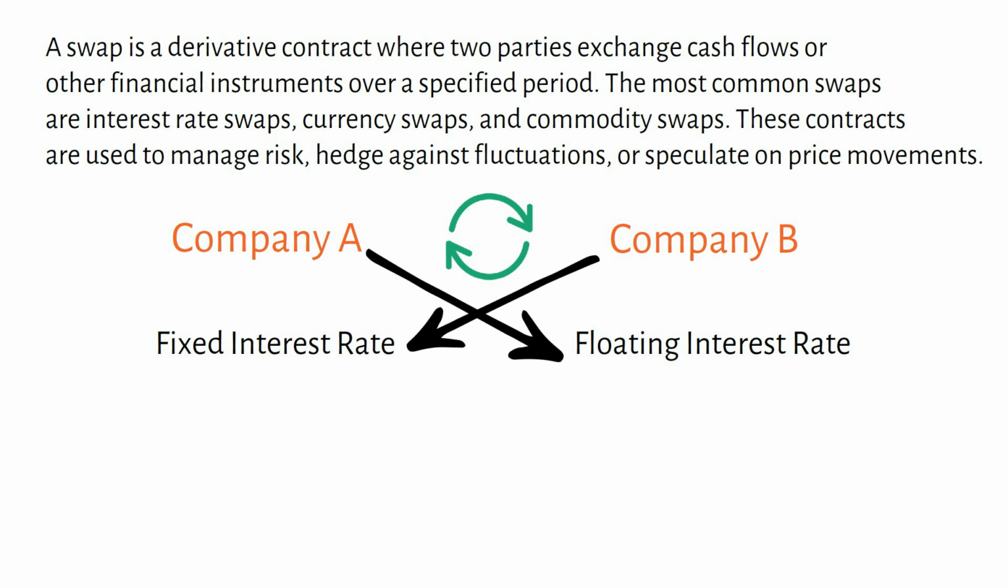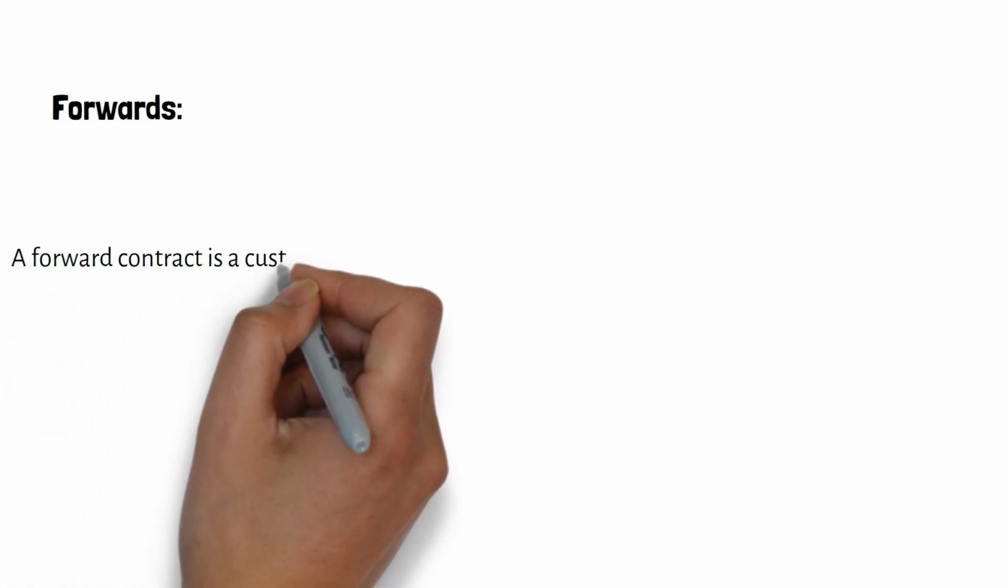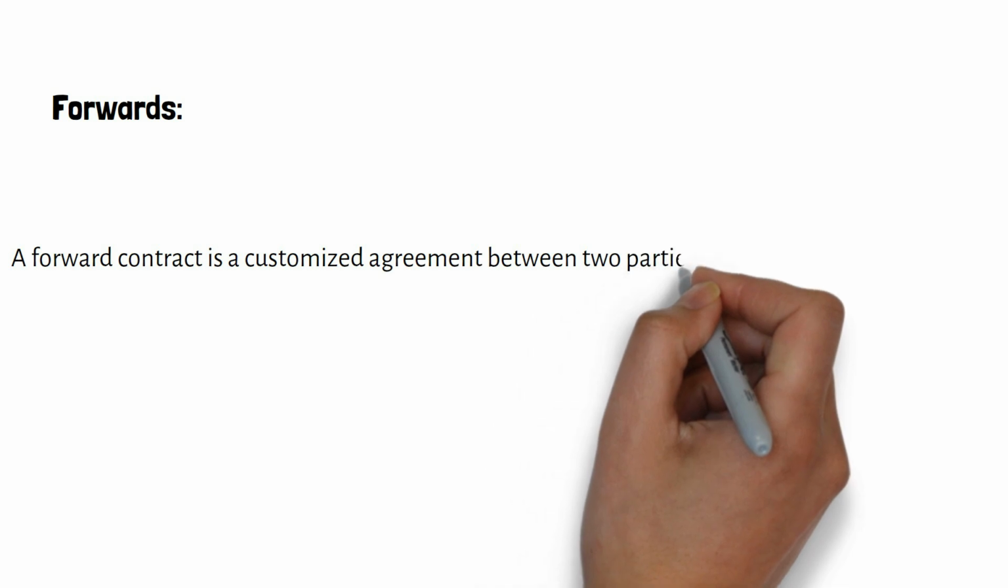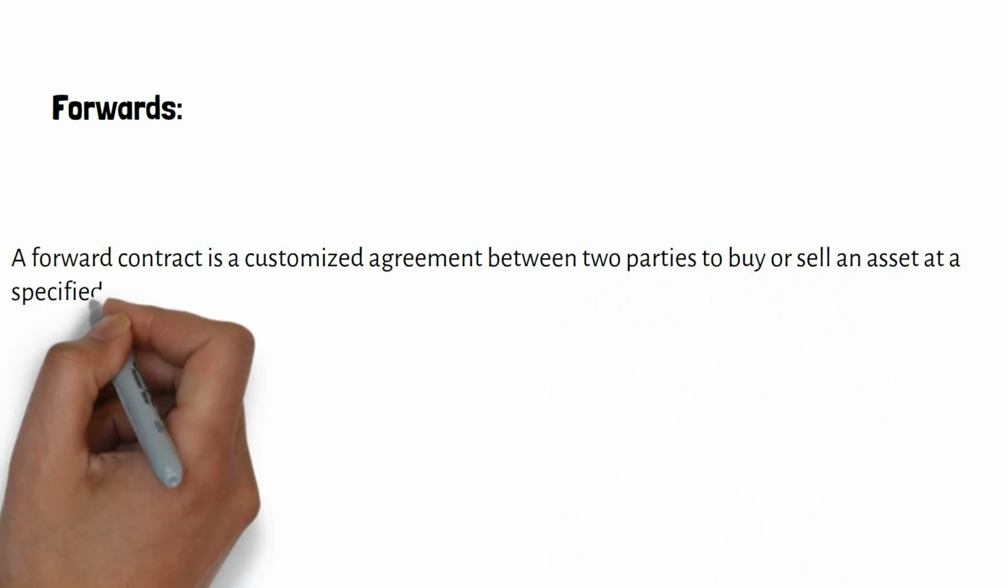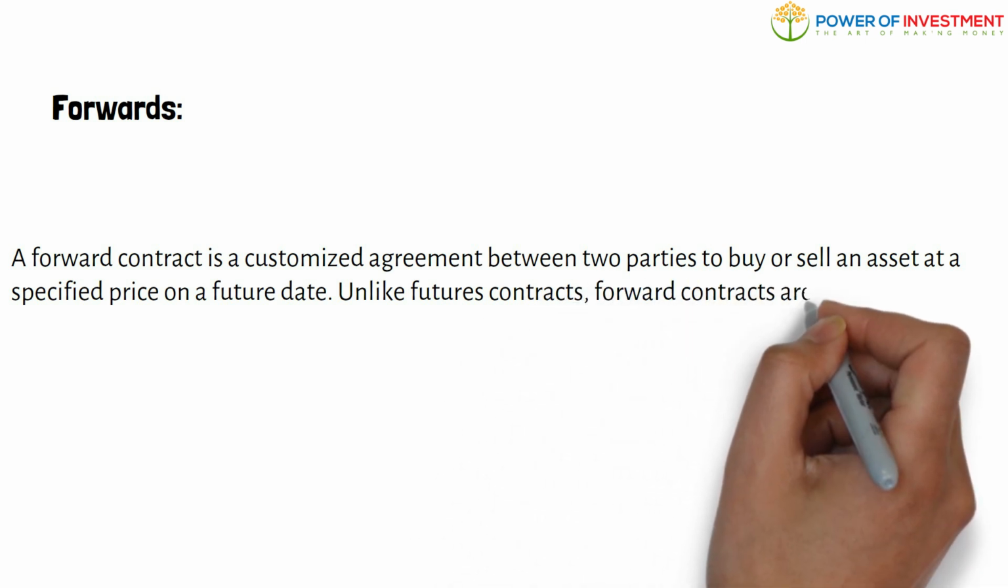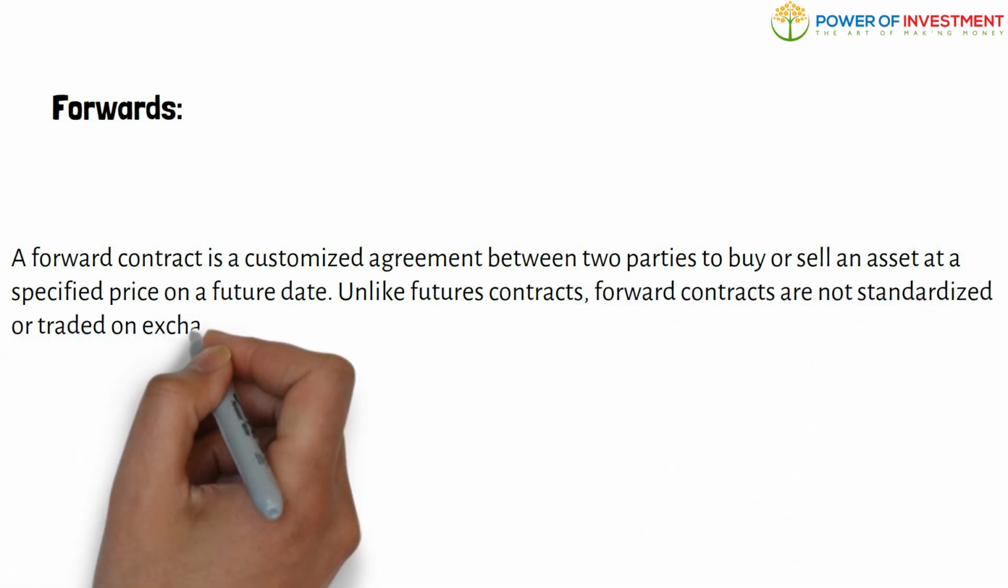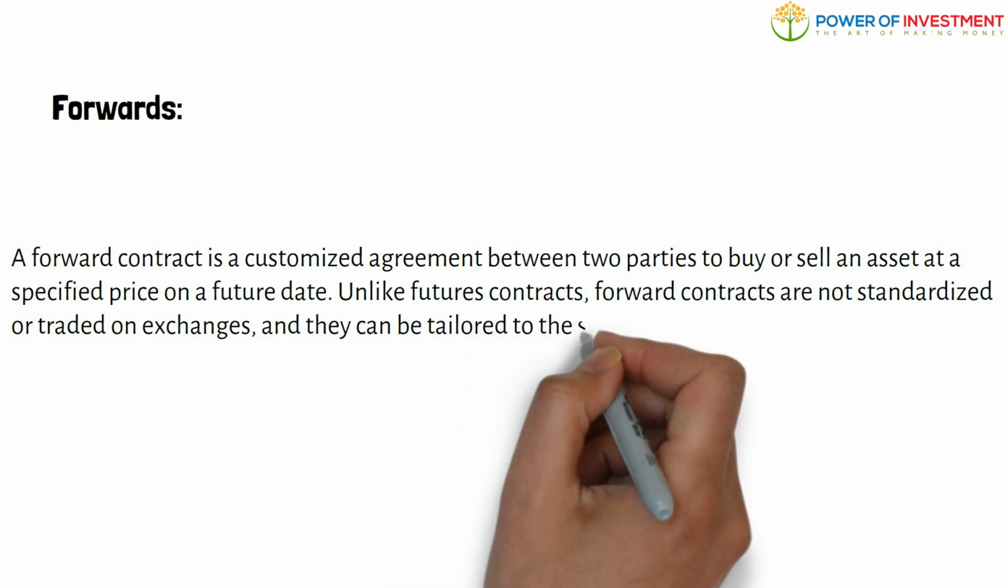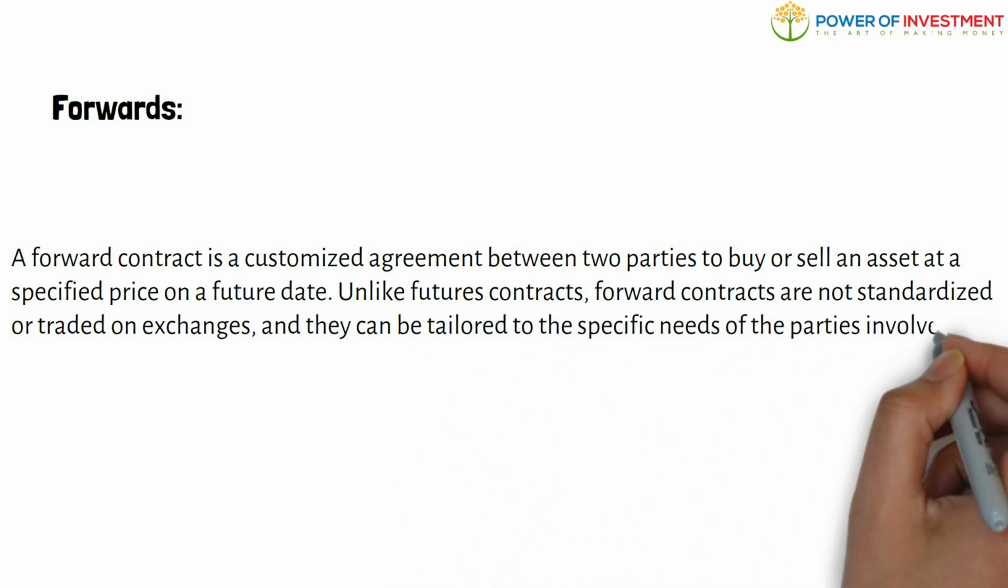Lastly, let's discuss forward contracts. A forward contract is a customized agreement between two parties to buy or sell an asset at a specified price on a future date. Unlike futures contracts, forward contracts are not standardized or traded on exchanges, and they can be tailored to the specific needs of the parties involved.